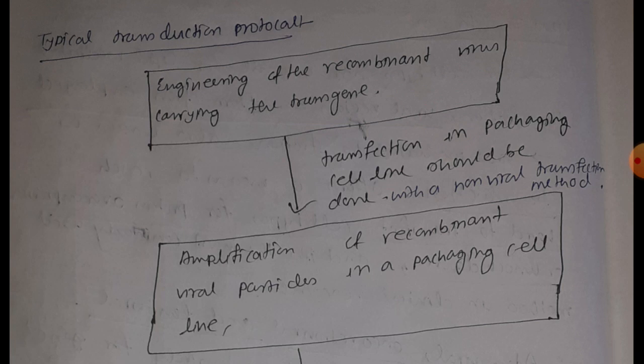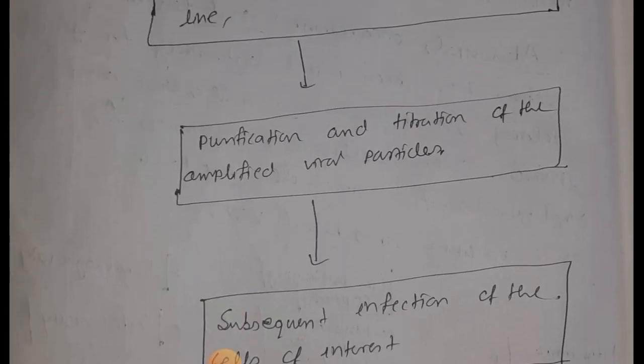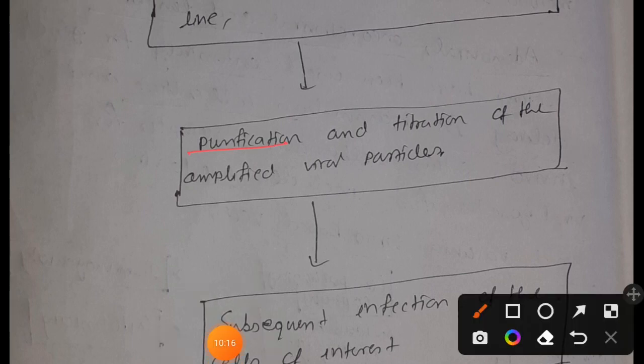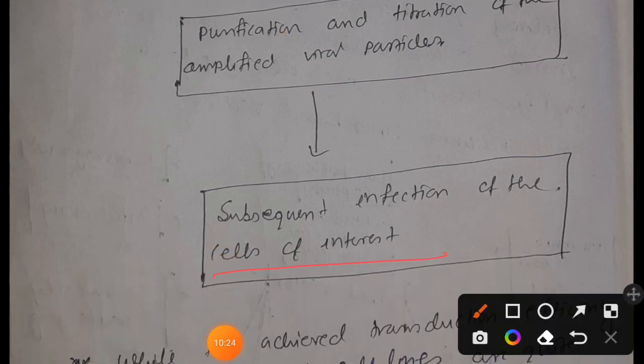Now mind it very carefully, what I want to mention is that here the transfection procedure is non-viral. And here we are transfecting it in a packaging cell line. In the packaging cell line it will amplify. As a result, amplified recombinant viral particles will be obtained. Then we will purify them and titrate them with the help of titration. After that we will apply them to our cell of interest.